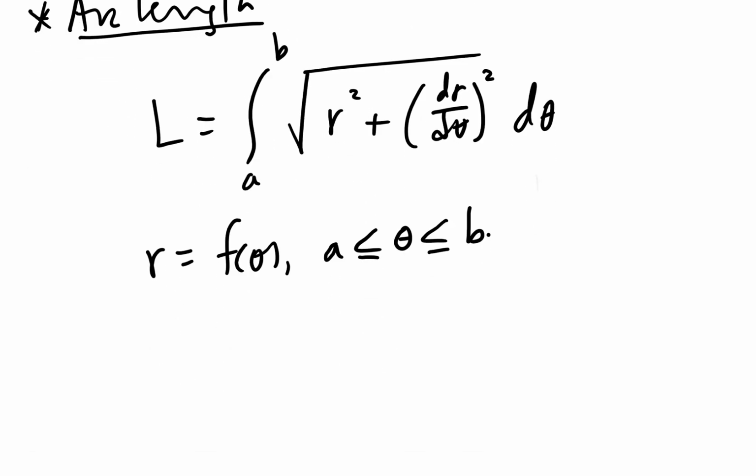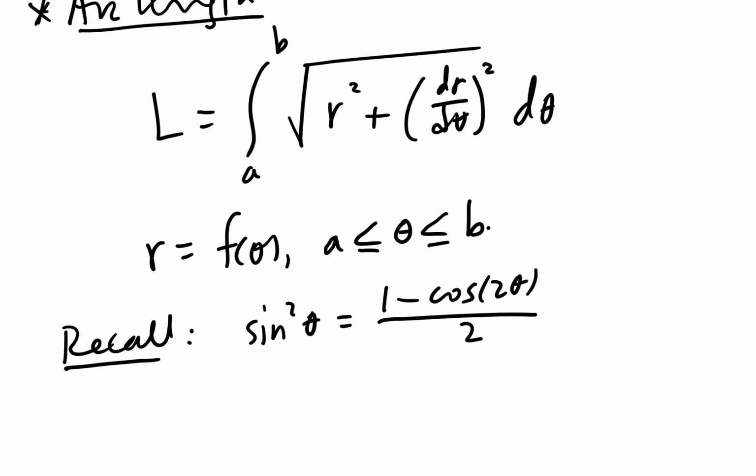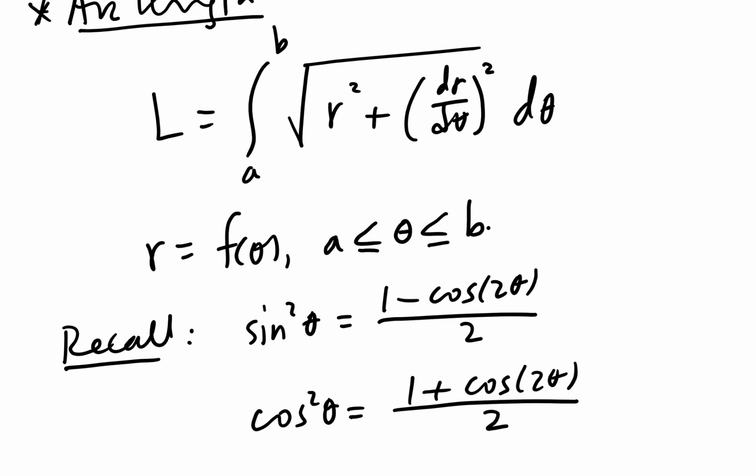One thing we use all the time, also recall the one I use: sine squared theta is 1 minus cosine 2 theta divided by 2, and cosine squared theta is 1 plus cosine 2 theta divided by 2. Those are very important when it comes to integrating sine squared and cosine squared.